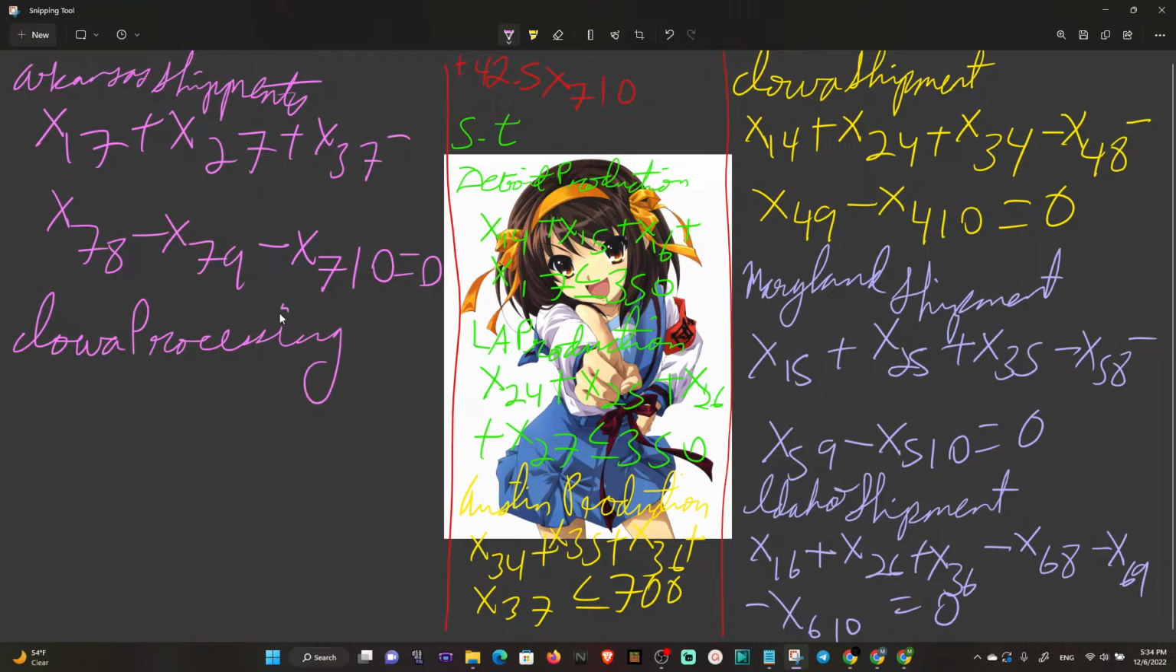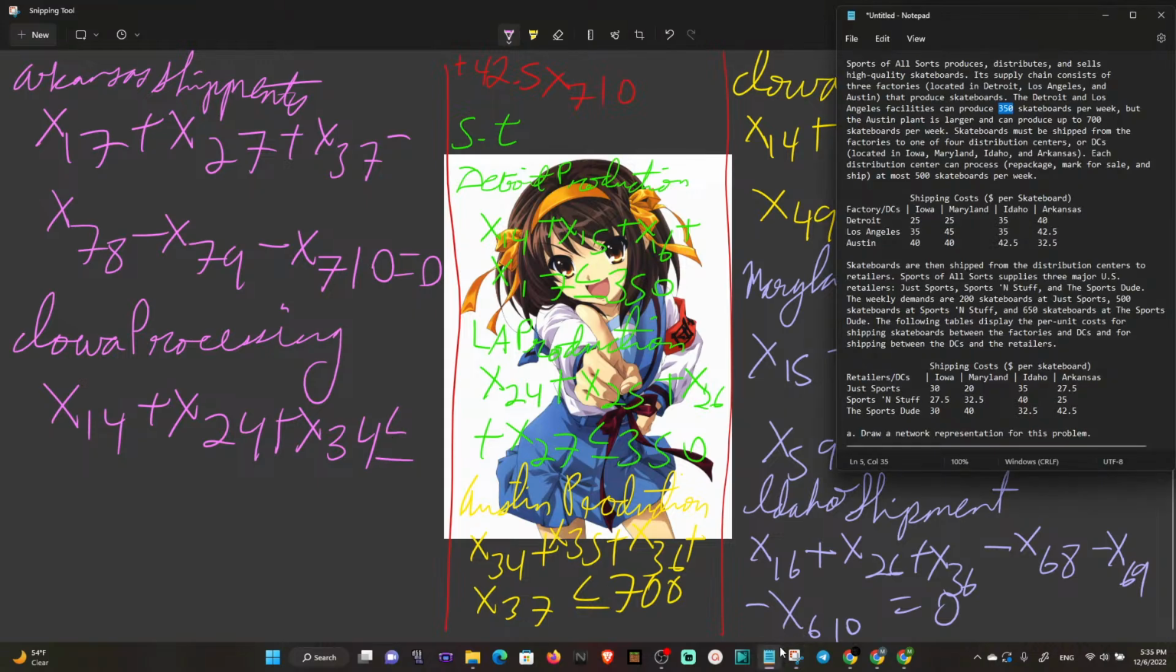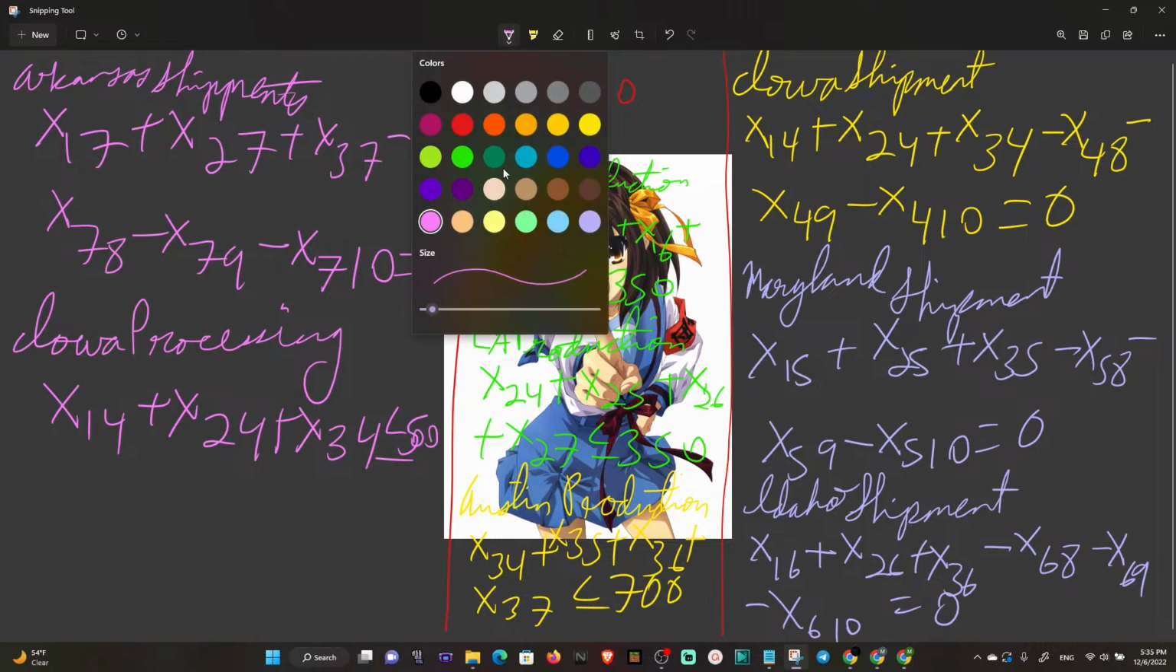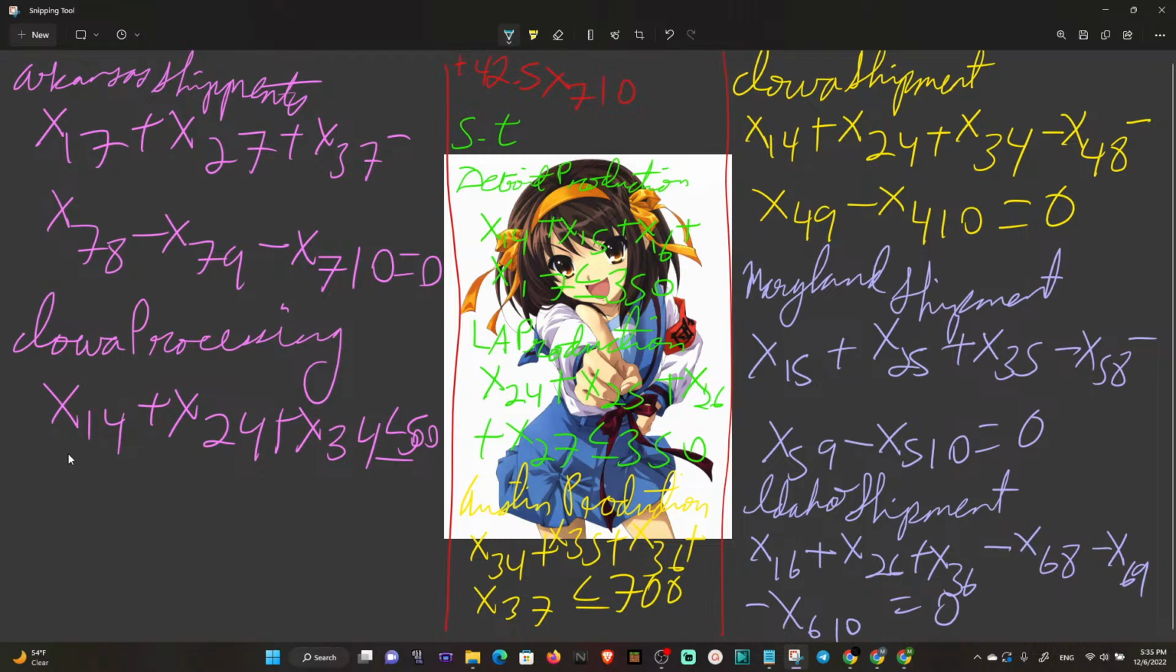Remember, if you guys have any questions, please feel free to ask. This will be x14 plus x24 plus x34 is less than or equal to, opening the chart. Where does the processing come from? Oh, right, from the chart. So you know how the chart was like 500, 500, 500, 500? At most 500 per week. That's how many you can process. So it'll be 500. With that train of logic kept in mind, let's now go to Maryland processing.